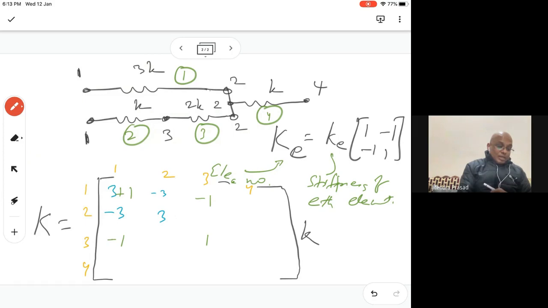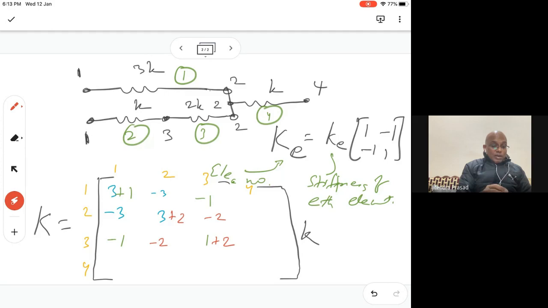So 3,3 is here, and the value is 2, so plus 2. Then 3,2 will be minus 2. Then we have 2,3, and the value is minus 2 again. Then we have 2,2, and the value is 2, so plus 2. Okay, done.